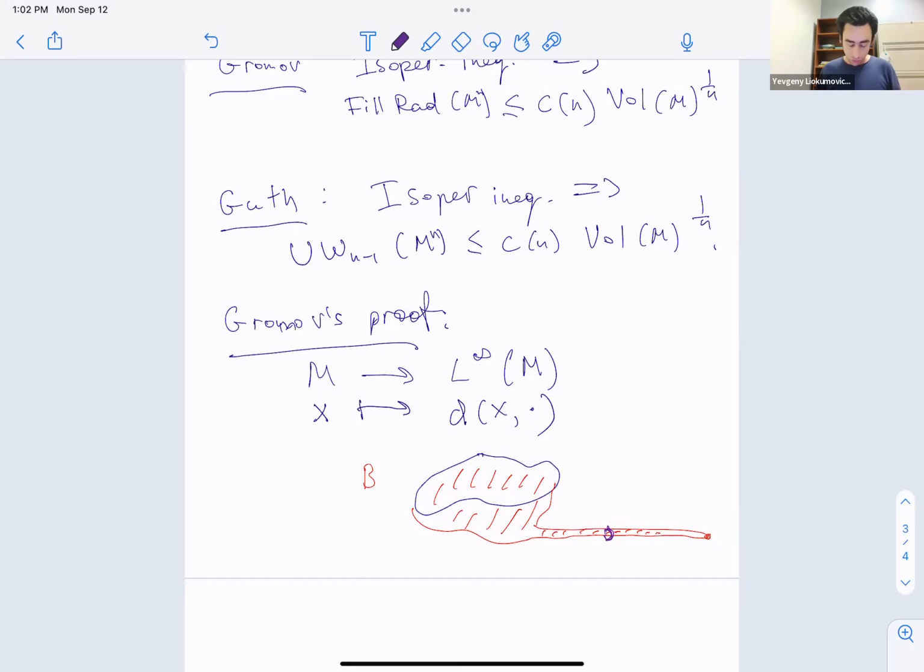So there is a way to upgrade our isoperimetric inequality, which is a control on the volume of the filling, into a filling radius inequality, which is a control on how far the filling lies from the boundary. And it's in a similar spirit as the monotonicity formula for minimal surfaces. We know that if your filling is somehow close to optimal, then it shouldn't have long fingers.